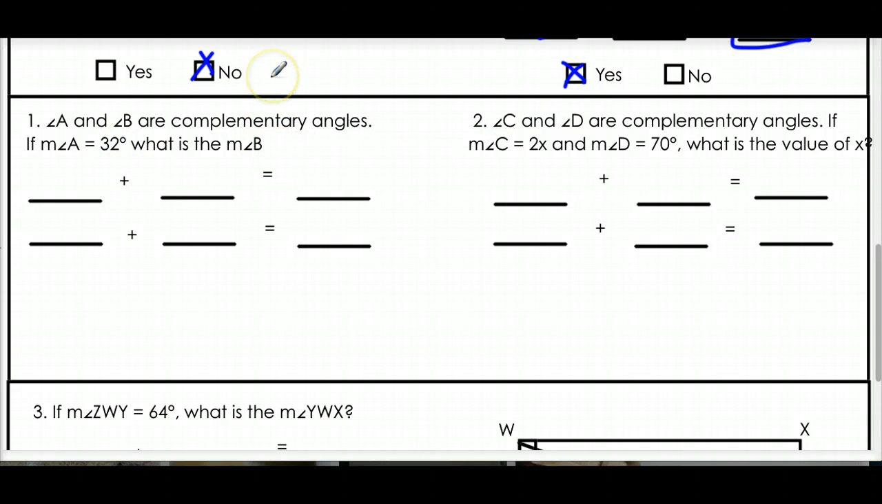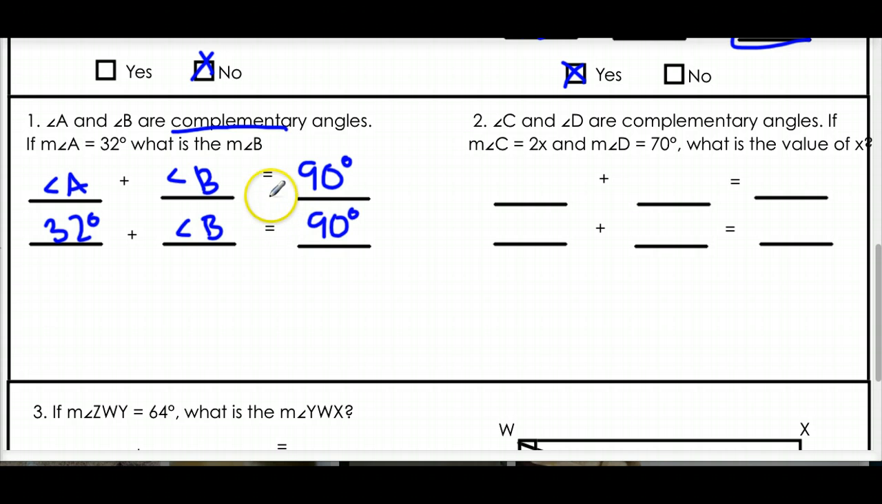Let's do some problem solving on this. Angle A and angle B are complementary angles. If the measure of angle A is 32 degrees, what's the measure of angle B? The first thing we're going to do to solve this problem is write exactly what it says, but in mathy terms. Angle A plus angle B are complementary, so they add up to 90. Now angle A we know is 32 degrees. Angle B we don't know, so that stays over here, and all we know here is 90.